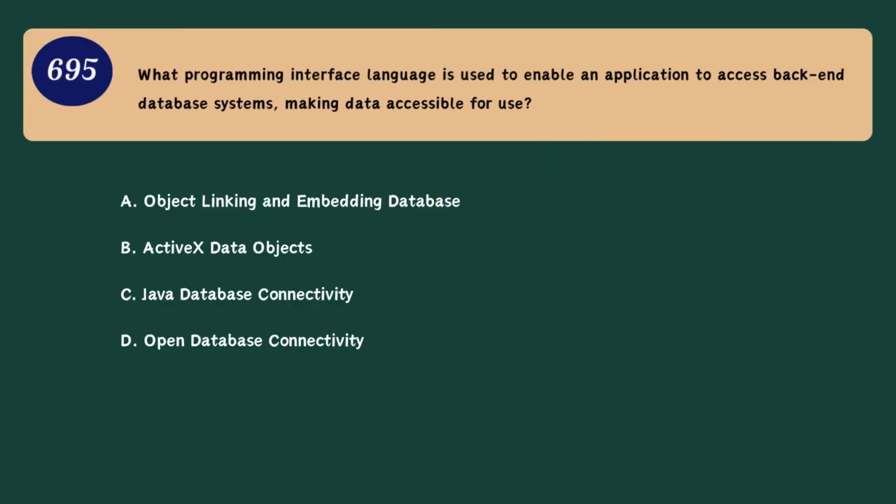Question 695. What programming interface language is used to enable an application to access back-end database systems, making data accessible for use? A. Object Linking and Embedding Database. B. ActiveX Data Objects. C. Java Database Connectivity. D. Open Database Connectivity.